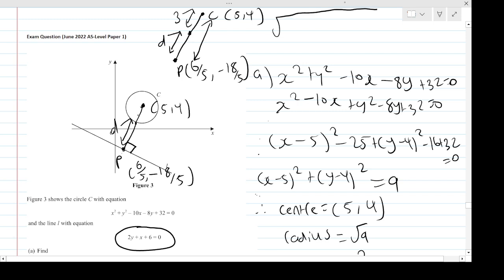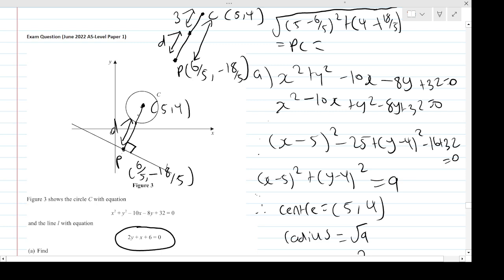We're nearly there though. So we then do change in x between c and p, the 2 points. Let's do 5 take away 6 over 5 all squared. Then the change in y. So then 4 take away minus 18 over 5, plus 18 over 5. And then that distance will be between c and p. So that would be the length PC.